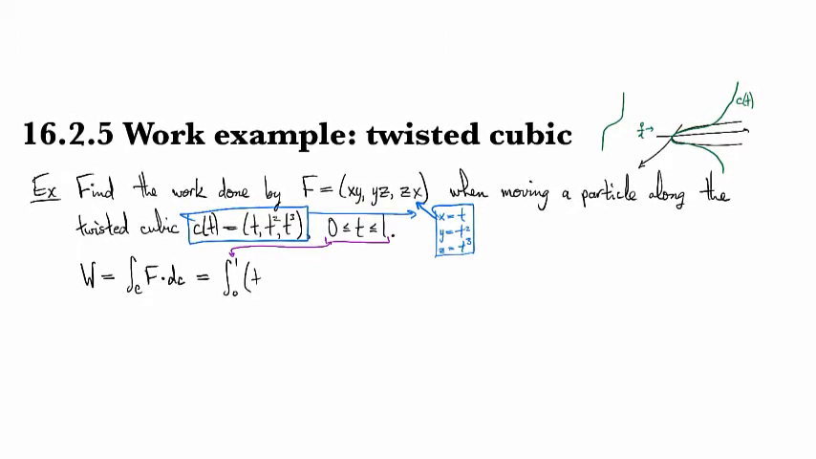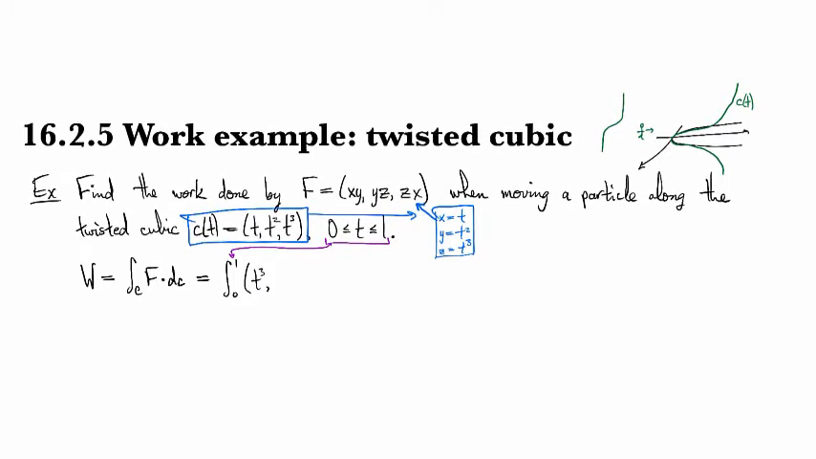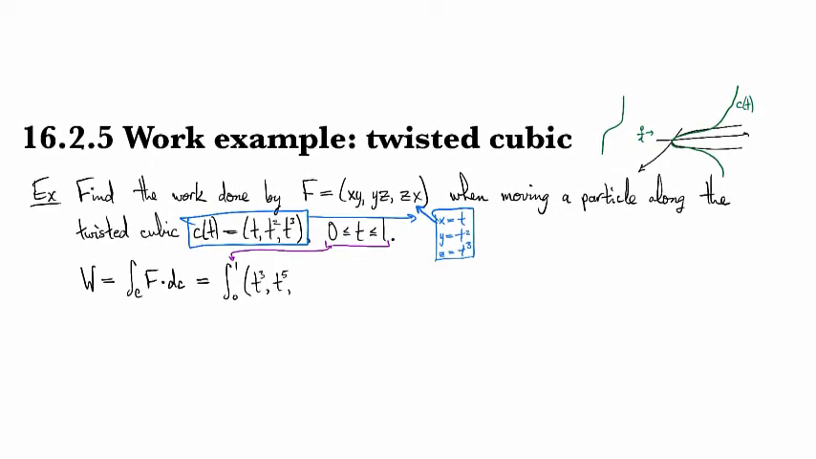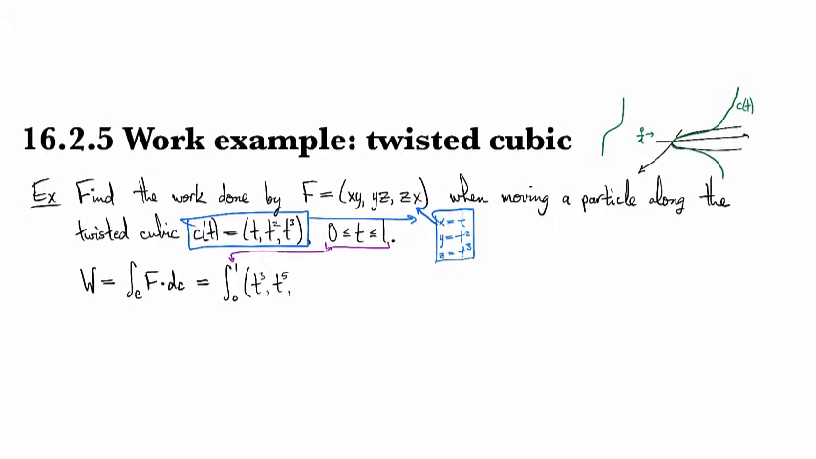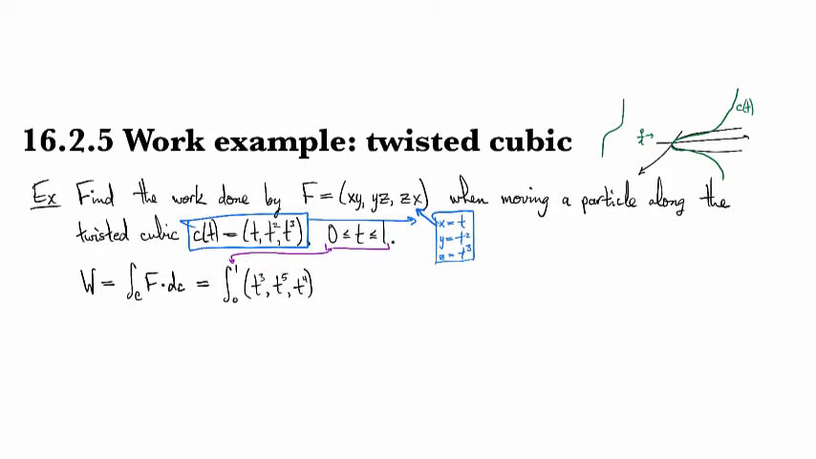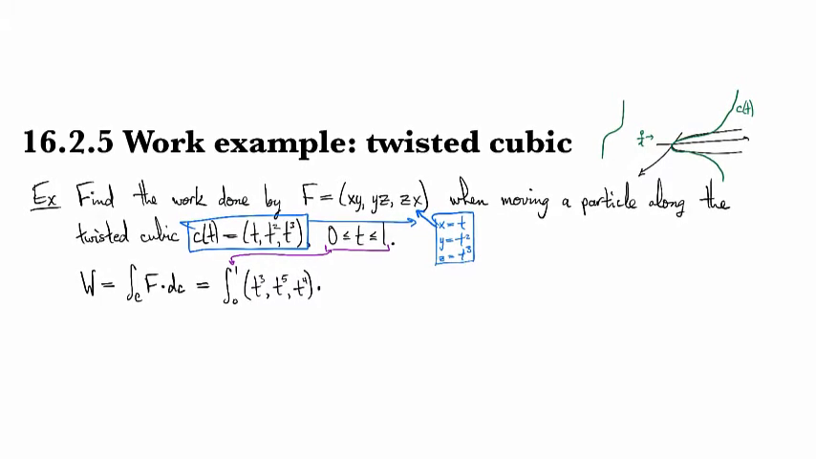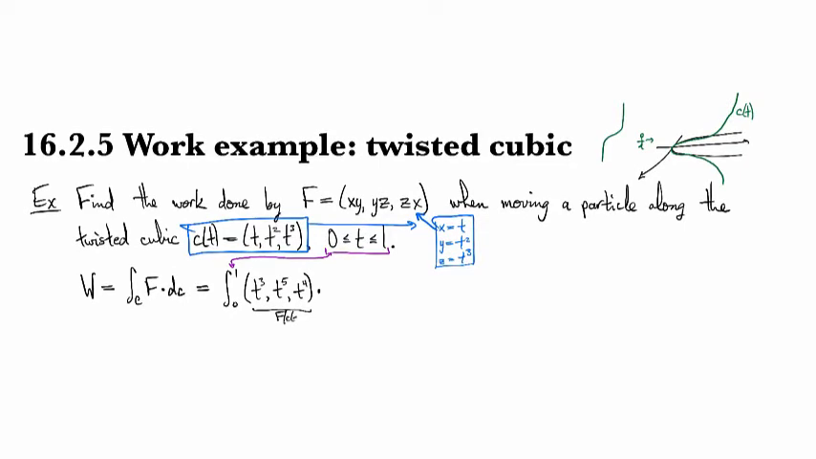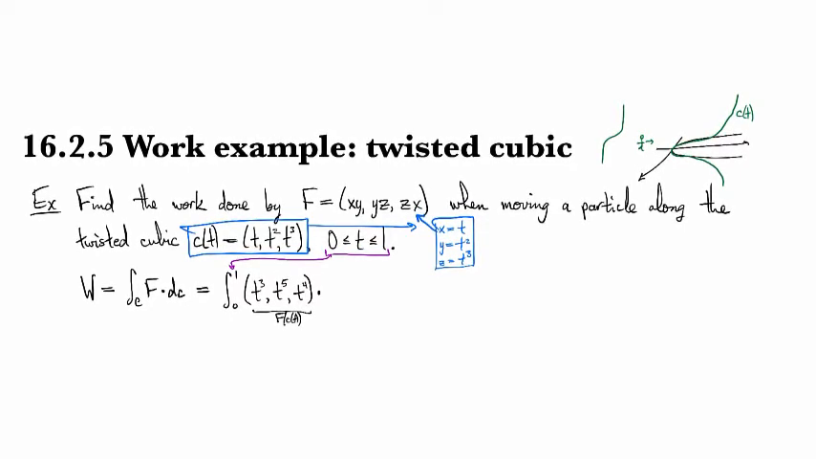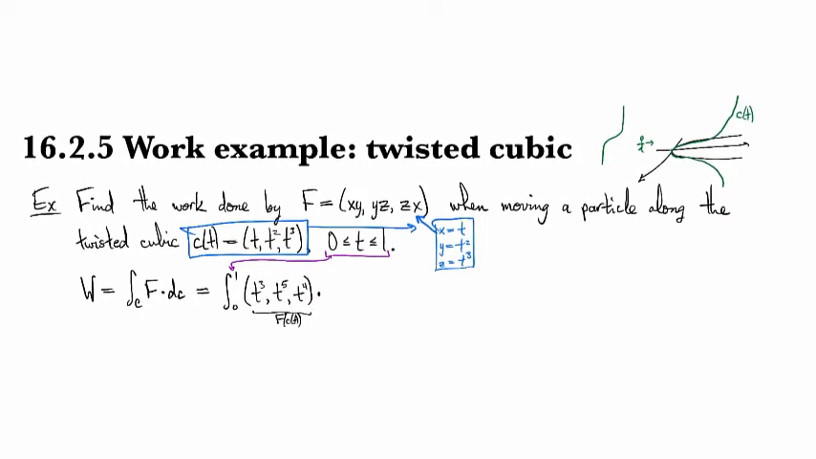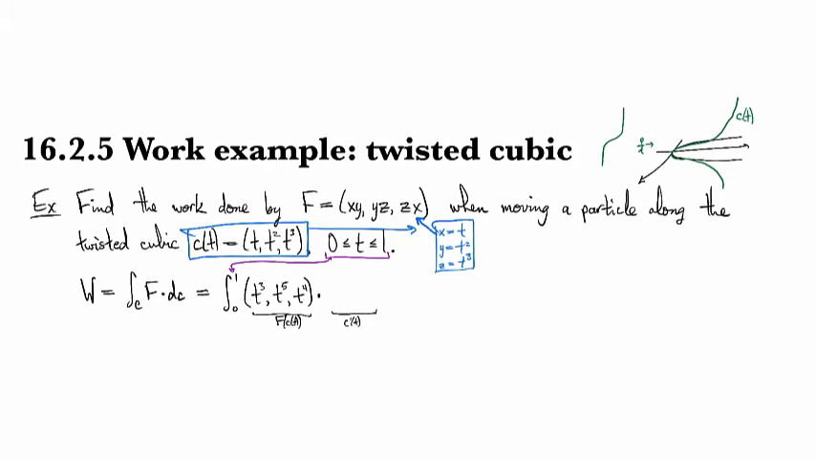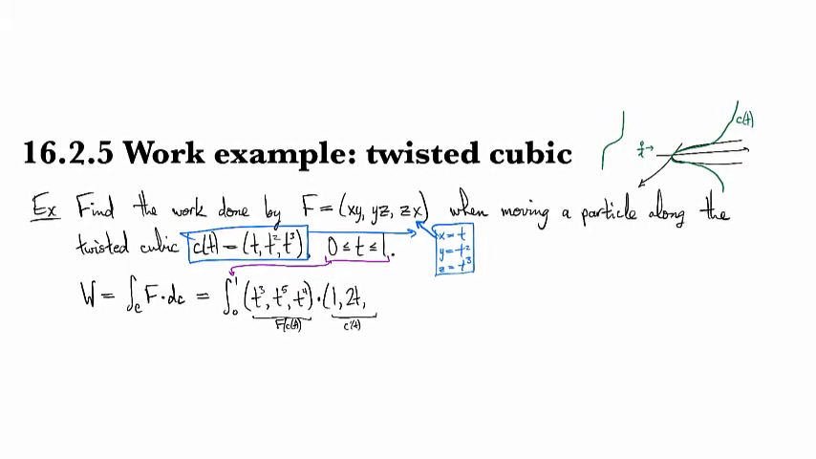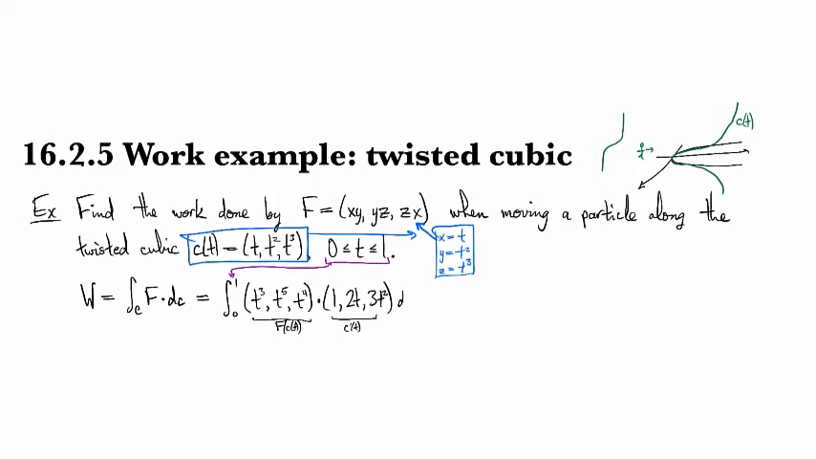So that's going to give us, t and t squared give us t cubed, and then t squared times t cubed gives us t to the 5th, and then t cubed times t gives us t to the 4th. So there's our new and improved version of F. This is F in coordinates, maybe I should say F of c of t. And then the next thing we need is the derivative of c. So to put in here c prime of t, we just differentiate term by term. The derivative of t is 1, the derivative of t squared is 2t, and the derivative of t cubed is 3t squared. And then we have dt.